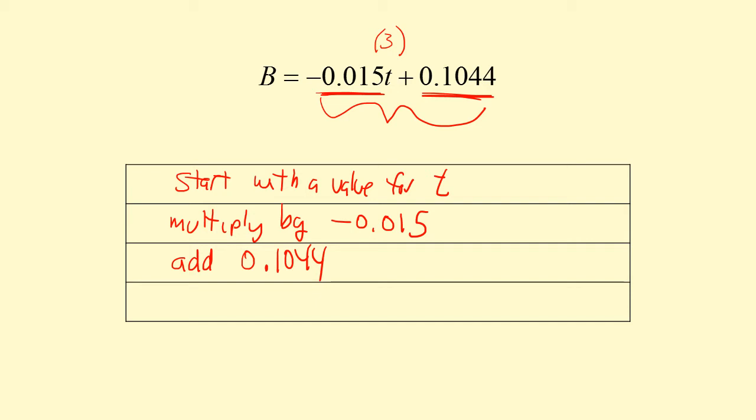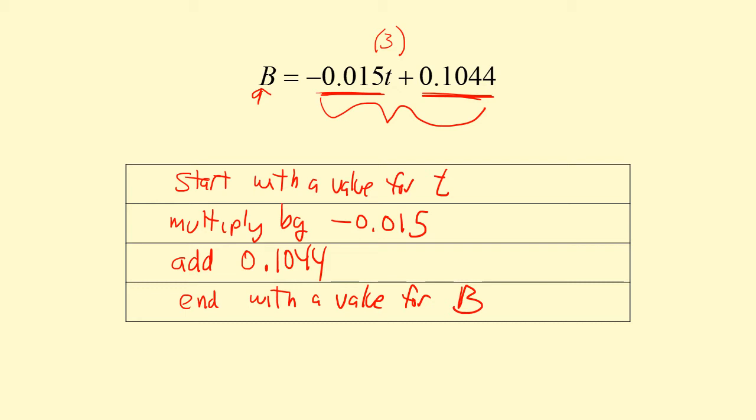So that would be your B, or your blood alcohol content. So you end with a value for B. So you start with a T, put it through some steps here, and you end up with a B. So that's what they're looking for at number 4.